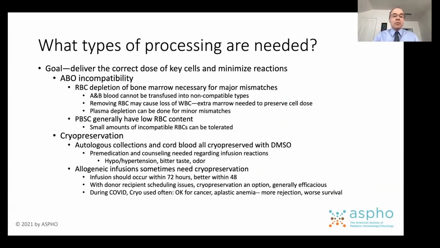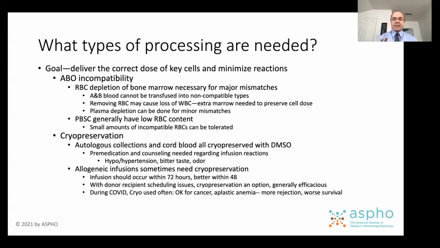Well, when you do a bone marrow harvest and you have ABO incompatibility, obviously you can't give a red cell filled bag of bone marrow that is incompatible with your patient. So if you have a major ABO incompatibility, you need to do red cell depletion. So this is incredibly important for major mismatches. Now, a challenge with red cell depletion is that you can lose white cells. Sometimes you can lose a lot of white cells, up to a third of white cells, and therefore you oftentimes need to harvest a little bit more than you would otherwise to make up for potential loss when you do your red cell depletion.